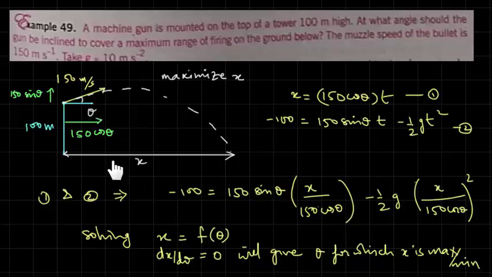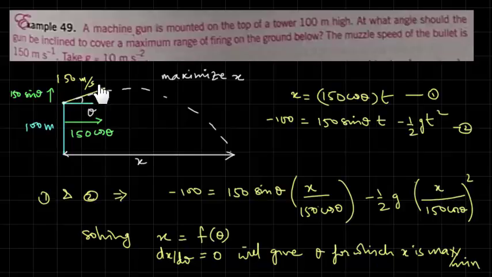So what we'll do in this question is we'll find the range x in terms of theta. Then we'll see how, when theta is varying, x will be varying. So when we do dx by d theta, wherever we get dx by d theta equal to 0, that will either be the maximum range or the minimum range. So by putting those values, we will find where we get the maximum range. So our primary objective is to get x in terms of theta.